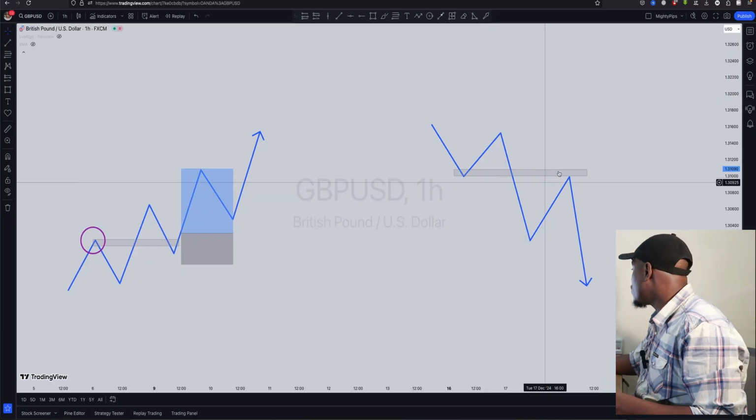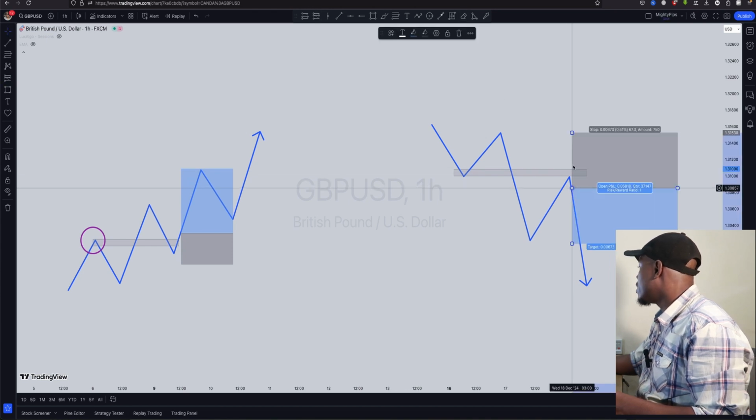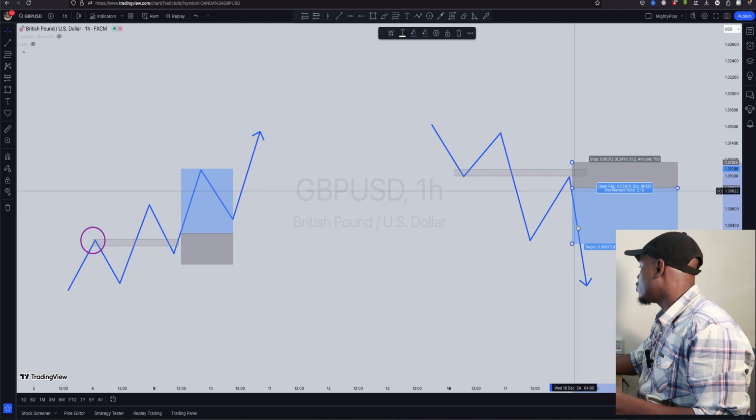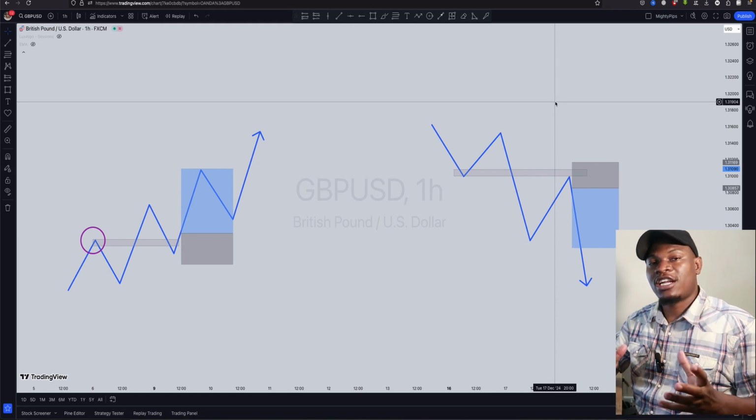So I wait for this pullback right here, and then this is where I enter the trade. Okay, after there is a structure that has shown me the continuation here, then I want to take a 1 to 2 risk to reward ratio. This is the strategy in a nutshell.